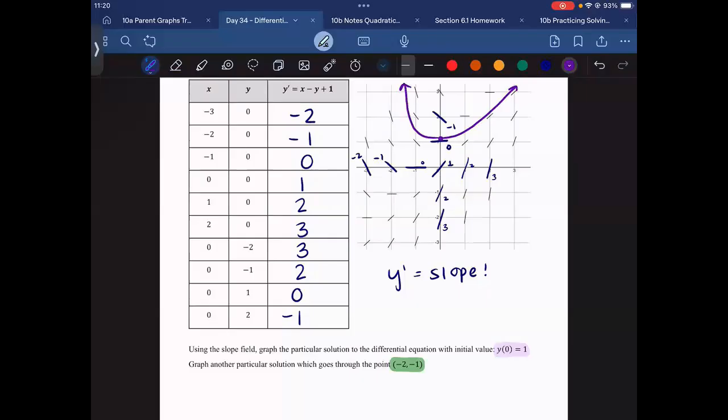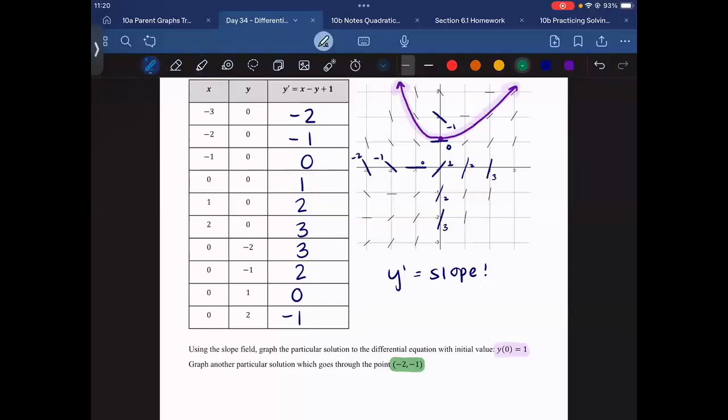Yeah, it looks a little too steep. Some teachers are much more picky about this. I'm not super picky because this is BC Calc and I'm not too worried about super accurate slope fields because it is just guiding our function.